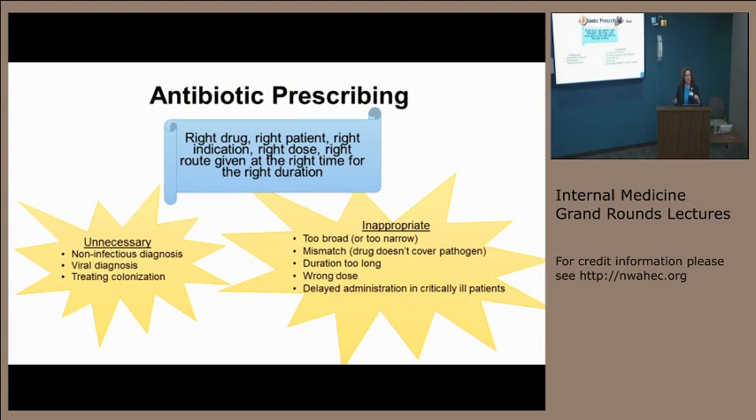But it can go wrong in two different ways. So we can either prescribe unnecessarily, so the patient has a non-infectious diagnosis, viral illness, or we're treating colonization, or inappropriately. So again, the spectrum is too broad or potentially too narrow. There's a bug-drug mismatch, the duration's too long, wrong dose, or delayed administration in critically ill patients. So there are several ways that things can go wrong.